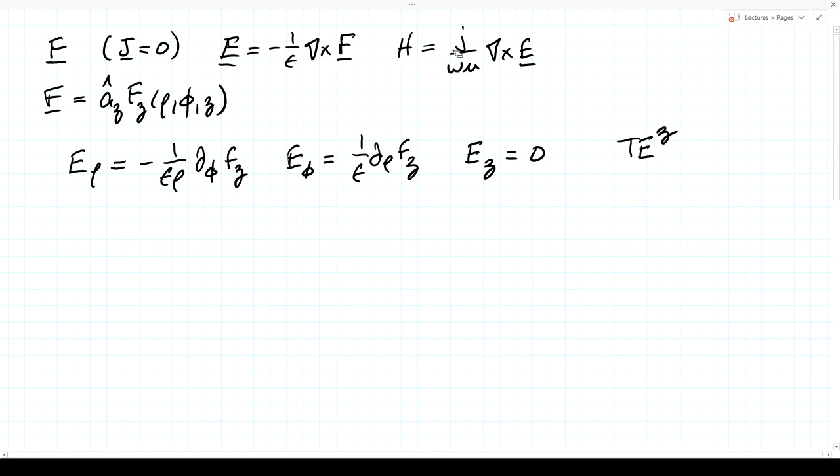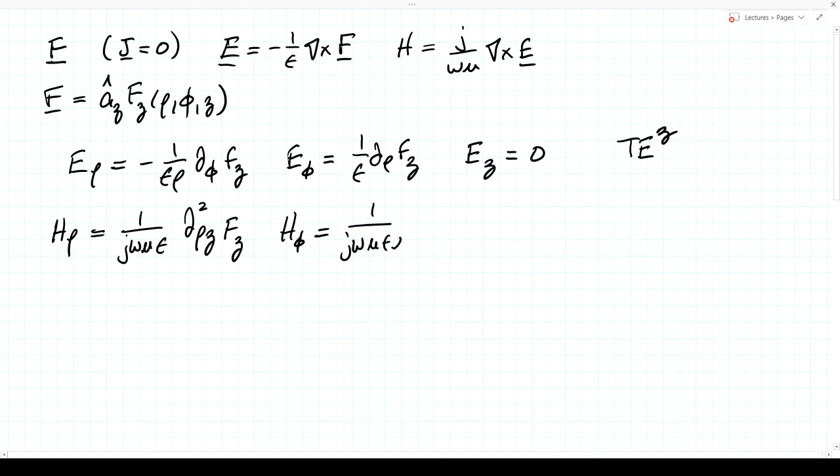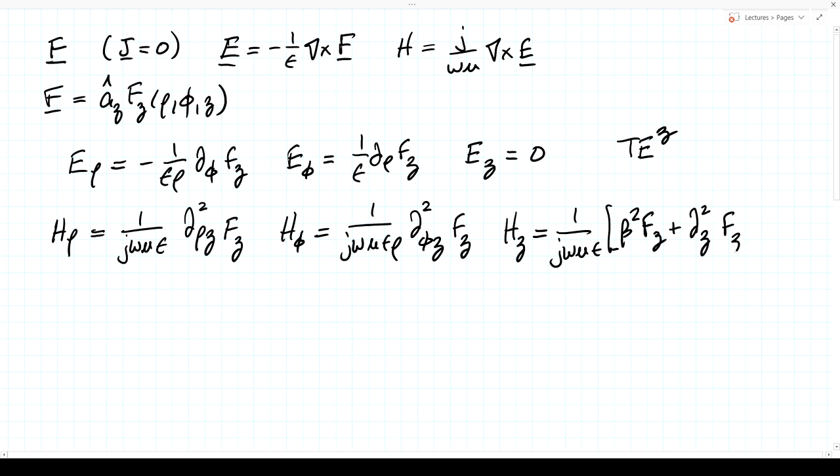And then doing j over omega mu times the curl of E, where these are the components of E, we find by a very similar series of steps to what we did for the TMz case, H rho is 1 over j omega mu epsilon, the second derivative with respect to rho and z of Fz. H phi is 1 over j omega mu epsilon rho, the second derivative with respect to phi and z of Fz. And Hz is 1 over j omega mu epsilon, beta squared Fz plus the second derivative with respect to z of Fz.